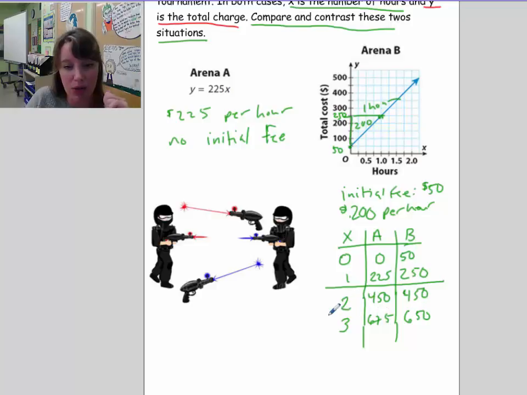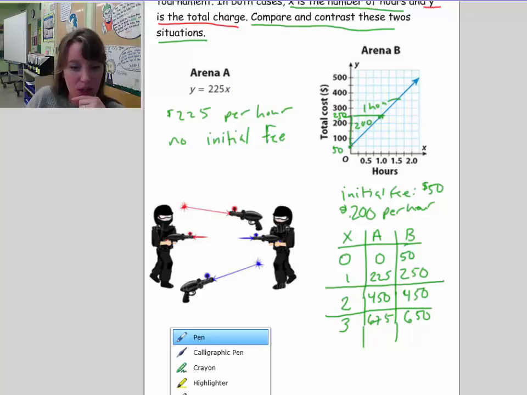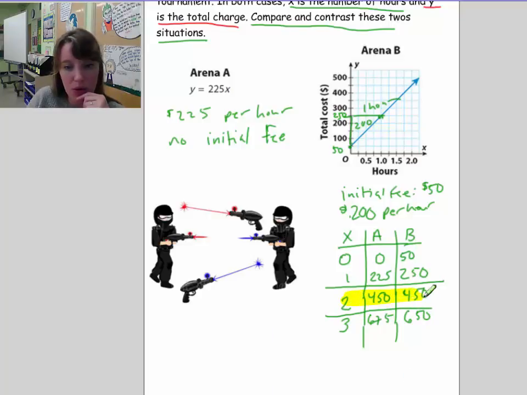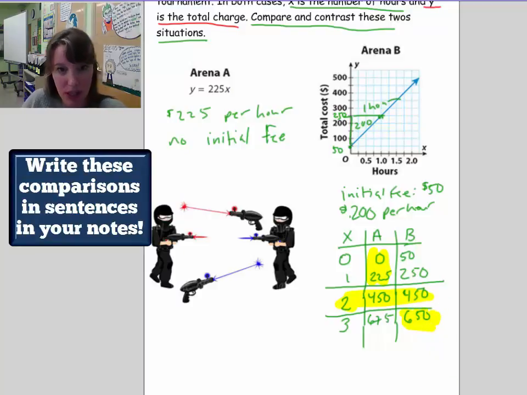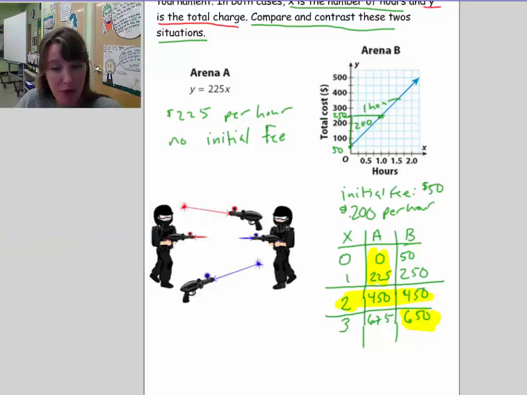At 3 hours, that's the dividing line between Arena A being more expensive than Arena B. Here is a point where they're both equal. Before this point, Arena A was a better charge, and after this point, Arena B is a better deal. So if the league is going to spend more than 3 hours at the tournament, then you should be choosing B instead of A. Whereas if they're only going to spend an hour, then they should choose A.